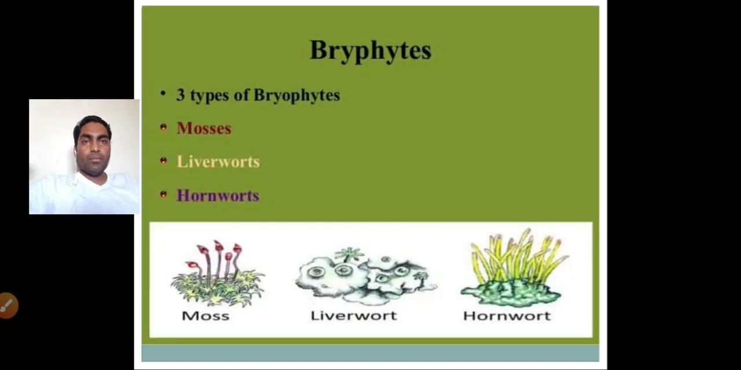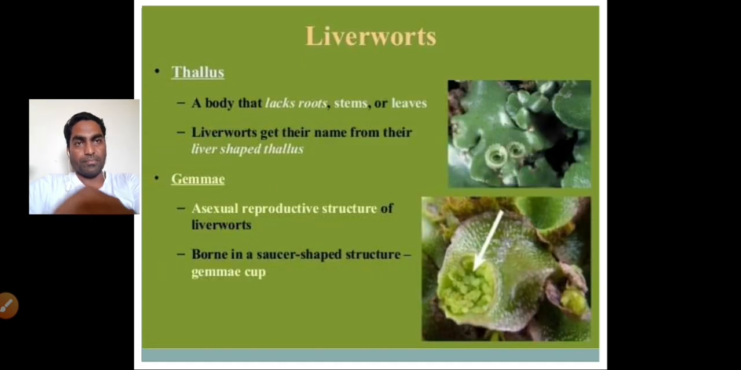So, here are the three types of bryophytes: the mosses, liverworts and the hornworts. You can see the structure here: mosses, then the liverwort, with liver shaped structures, and the hornworts, where the sporophytes look like horn like structures.